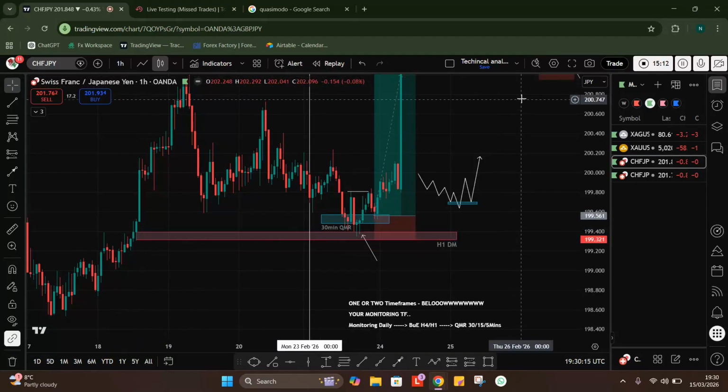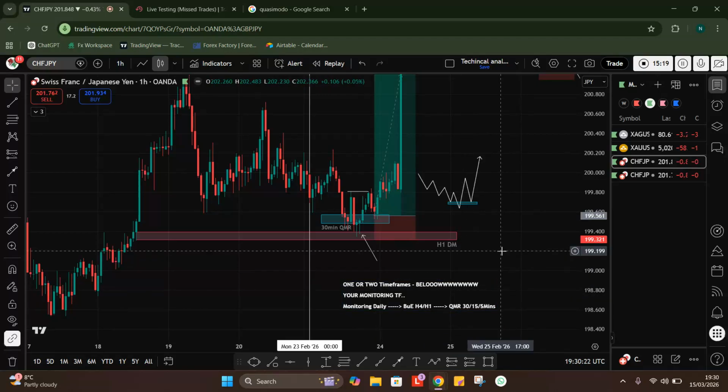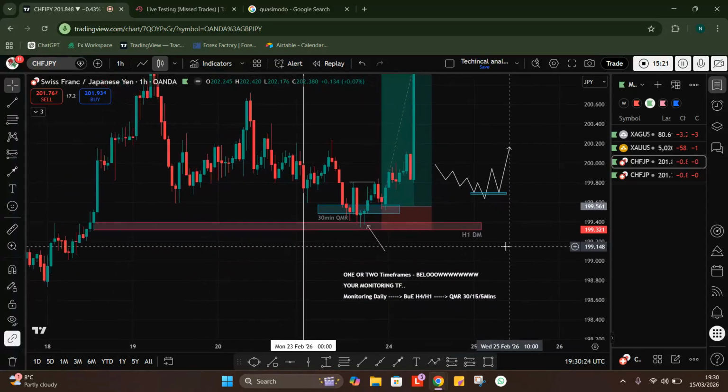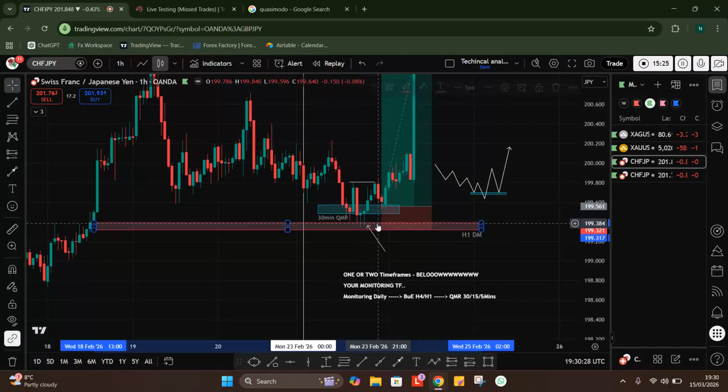But the next example is a demand. So we'll go one by one. One thing I want to say is here. So step 1, you're getting this downtrend, and then you have this level right here, this double Marubozu.